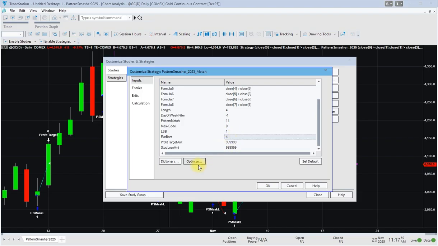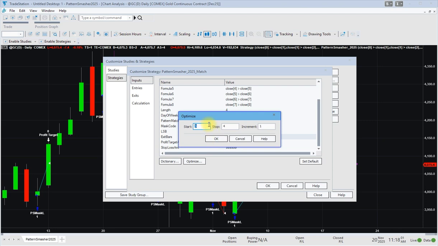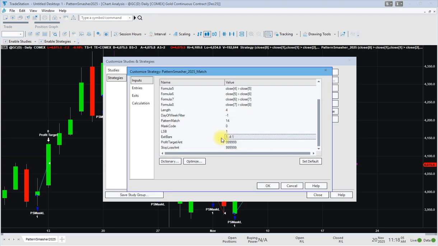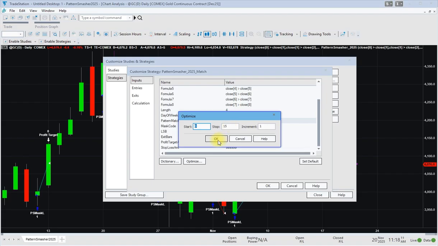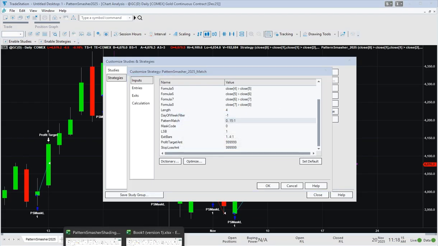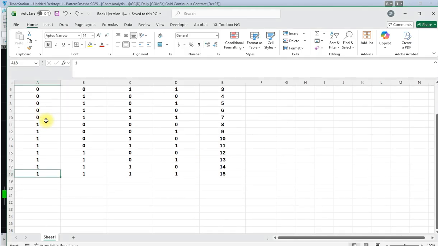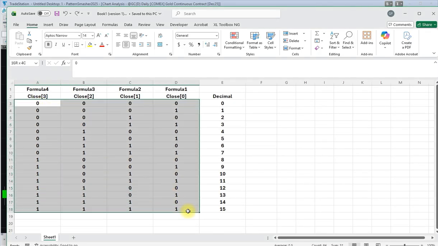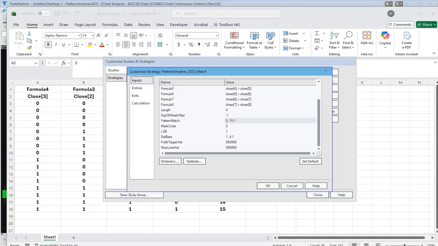And we're going to optimize the exit bars. We want to hold on to this for 1 day to 4 days, and we're only buying in this demonstration. We're going to optimize the patterns from 0 to 15. Why 0 to 15, you may ask? Well, that's going to be the number of patterns, the whole universe of patterns we can represent with 4 bits.